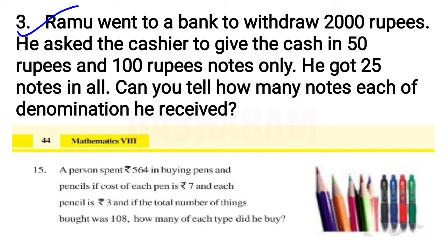Next, third question. Ramu went to a bank to withdraw 2000 rupees. He asked the cashier to give the cash in 50 rupees and 100 rupees notes. He got 25 notes in all. So can you tell how many notes of each denomination he received? That means we have to find out how many 50 rupees notes and how many 100 rupees notes he received in this question.